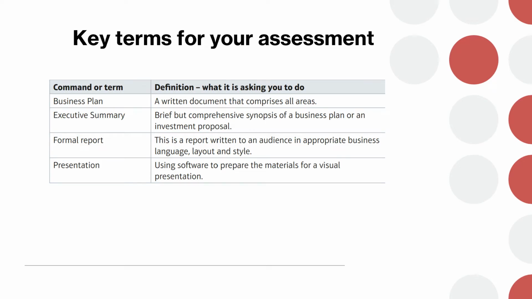Some of the key terms for your assessment is a business plan. So that's a written document that comprises all areas. Then there's an executive summary, which is a brief but comprehensive synopsis of a business plan or an investment proposal. Then there's a formal report, and that's the report written to an audience in appropriate business language, layout, and style. And then a presentation that's using a software such as PowerPoint to prepare the materials for a visual presentation.